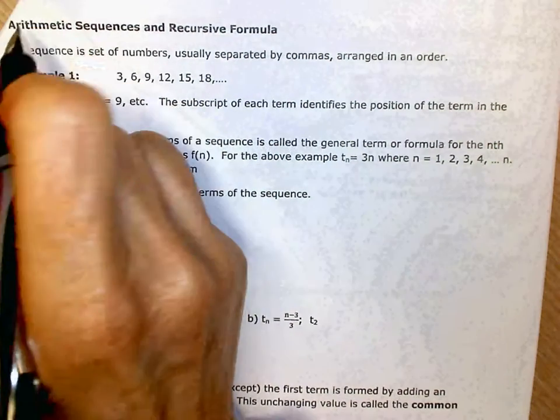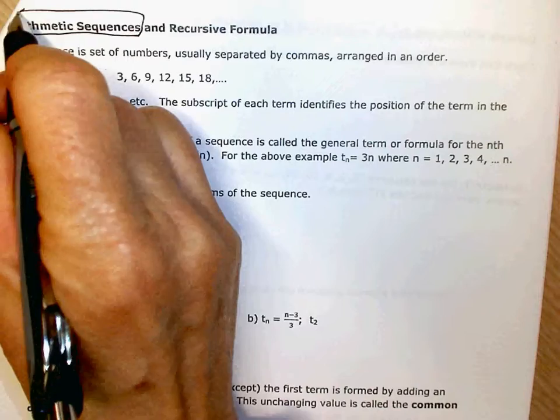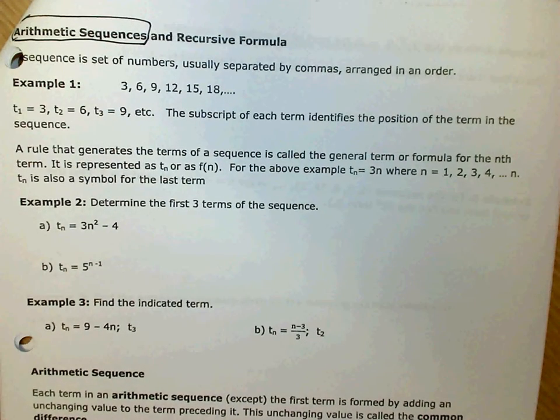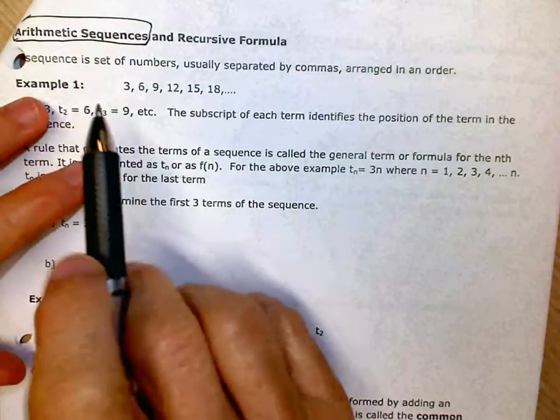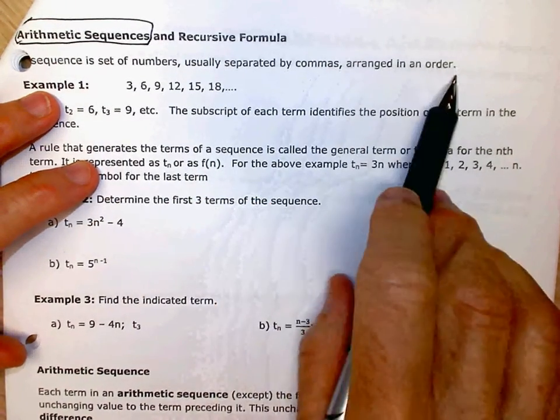Okay, today we're focusing on arithmetic sequences. Tomorrow we're going to do geometric sequences. So what is an arithmetic sequence? Well, a sequence is a set of numbers usually separated by commas or arranged in order.